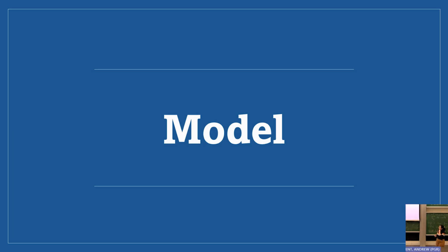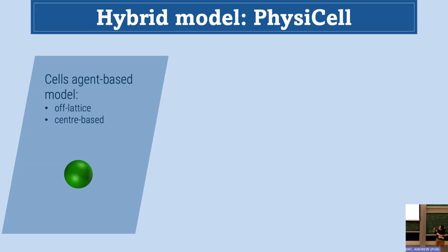Okay, moving to the model. My model is a hybrid discrete-continuous model. And I am developing the model in PhysiCell, which is a modeling platform, a software used usually for modeling cells, migration, and other behaviors in general. In PhysiCell, the cells are modeled with an agent-based model, and they are modeled as little spheres. And this agent-based model is off-lattice and center-based.